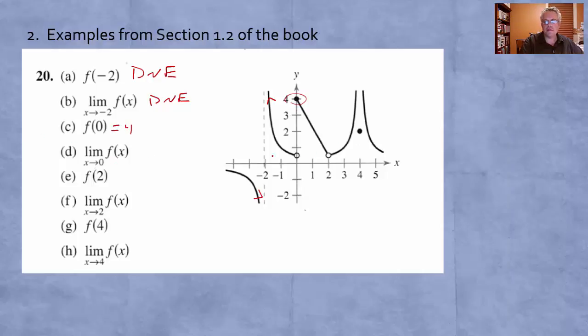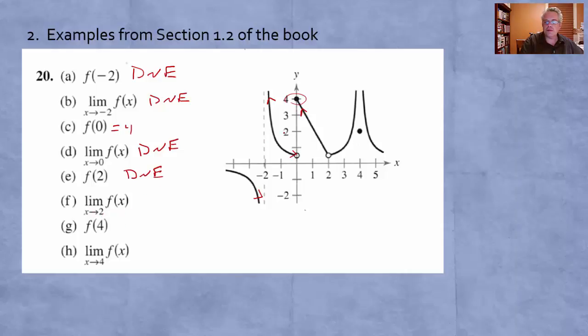The limit as x approaches 0. Well, as we approach from this way, it looks like it approaches about a half. And as we approach from the right, it's 4. So since it's not approaching the same thing on both sides, again, does not exist. Okay, f of 2. There's actually no point at 2, so again, does not exist or is not defined.